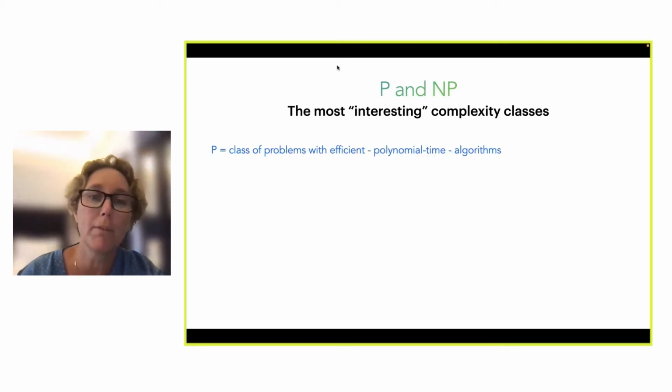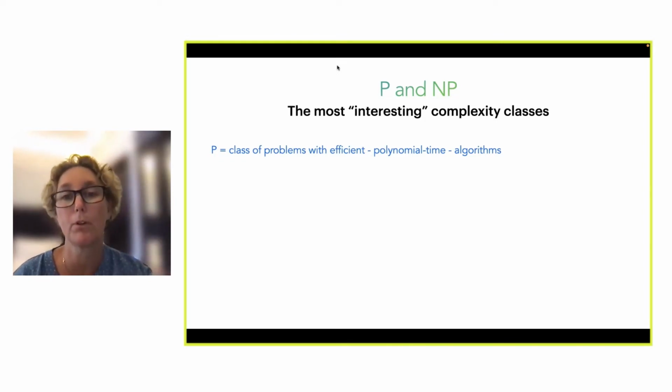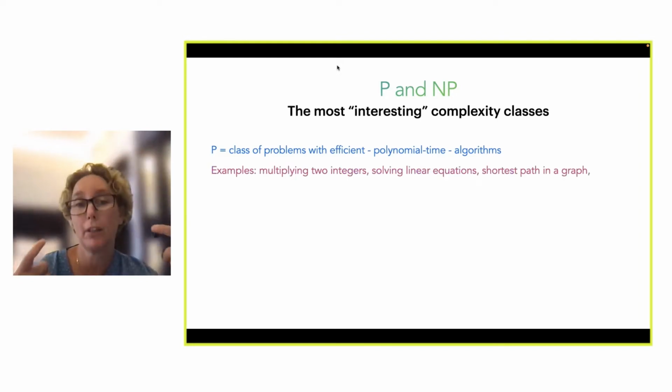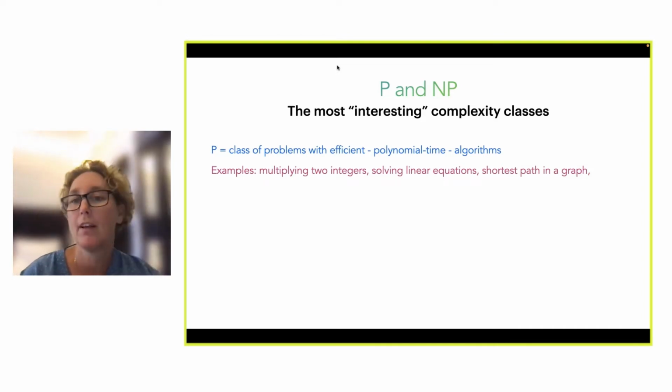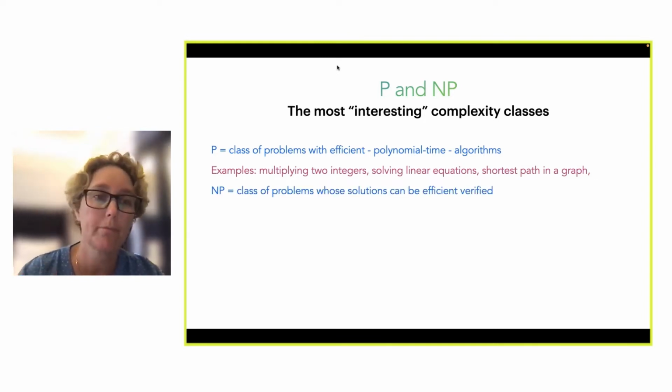P is the class of problems that have efficient, what we call polynomial time algorithms. When we say polynomial time, we mean exactly that the relationship between the length of the input and the time it takes to compute is polynomial, like n or n squared. Examples include multiplying two integers. Another example is if you're given a set of linear equations over many variables, find a solution. That's easy to solve by Gaussian elimination. Another example is finding the shortest path in a graph. Google Maps and Waze do it all the time: I'm here, I want to get there, what's the shortest path? These are things we know how to compute.